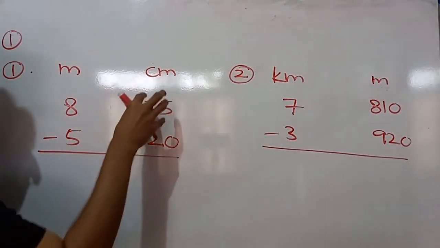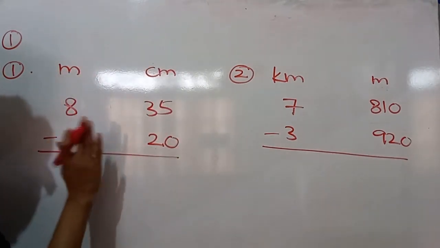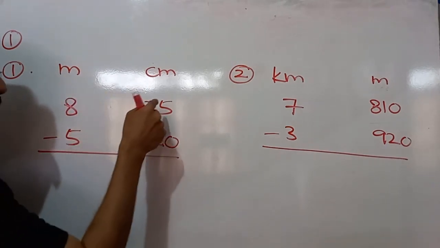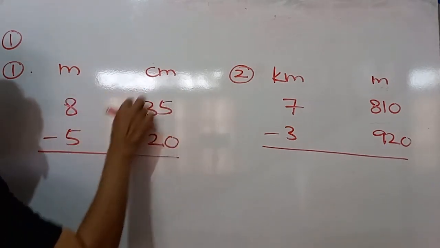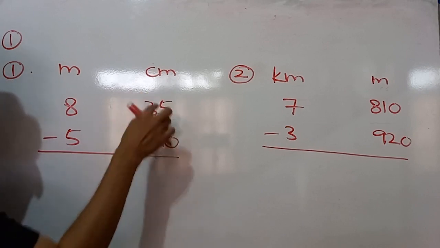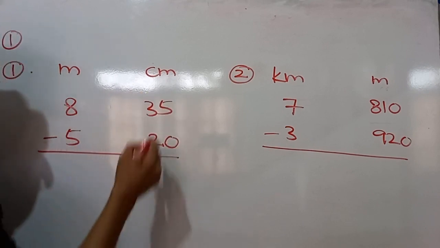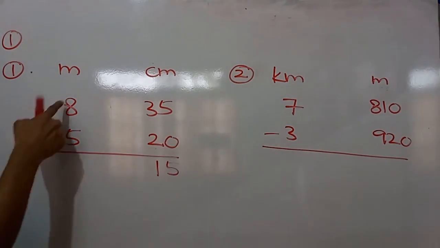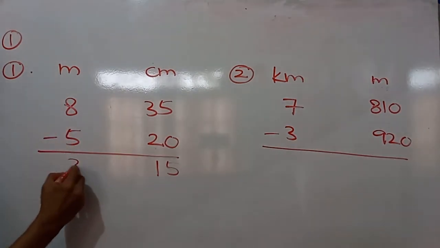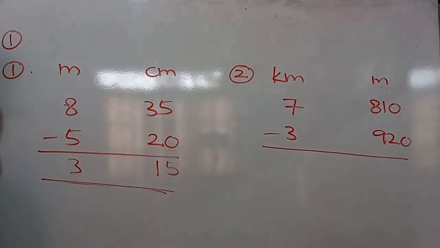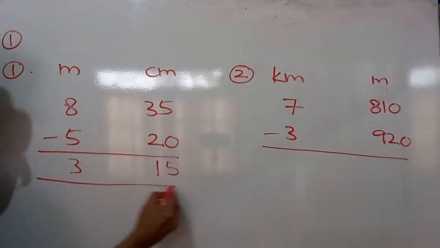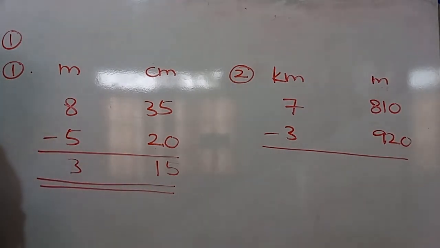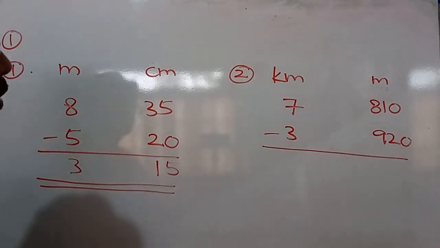So in the first part we have to start from the centimeter portion. We can subtract 20 from 35. 5 minus 0 we know that's a 5. 3 minus 2 that's a 1. 8 minus 5 that's a 3. So the answer will be 3 meters and 15 centimeters.